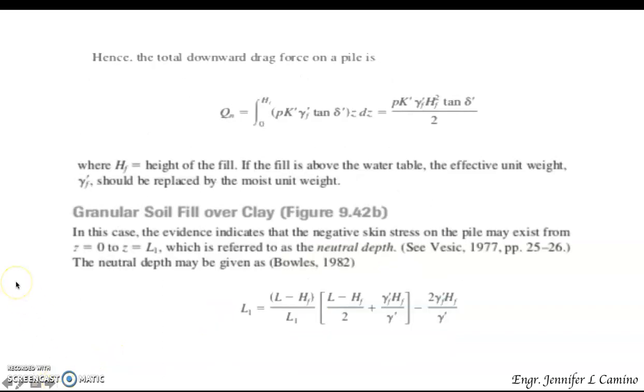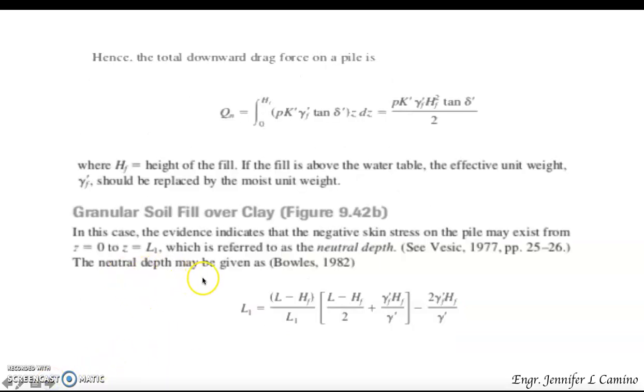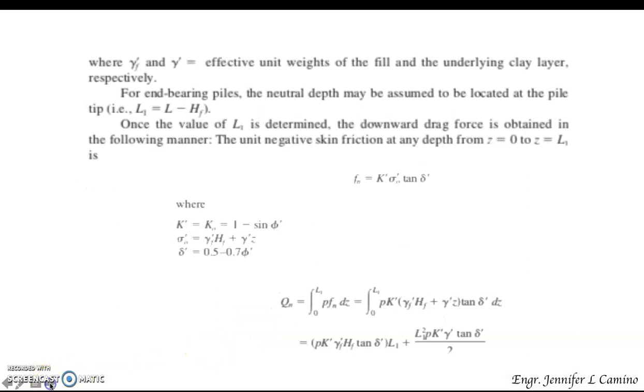In that case, the evidence indicates that the negative skin stress on the pile may exist from z equals 0 to z equals L1, which is referred to as the neutral depth. So for this one, this is from z to L1. This is our neutral depth. Therefore, you have your neutral plane. The neutral depth may be given according to Bowles. This is the equation to solve for the neutral depth, which is L sub 1.